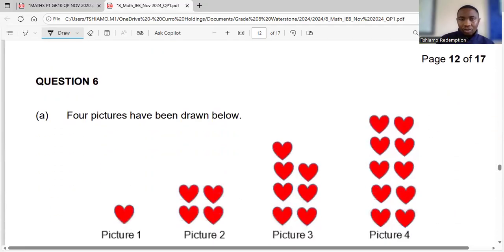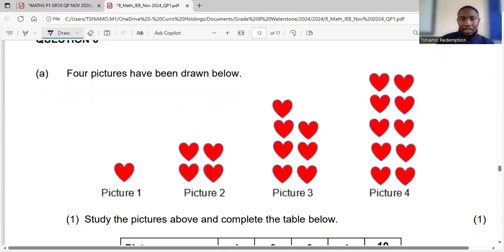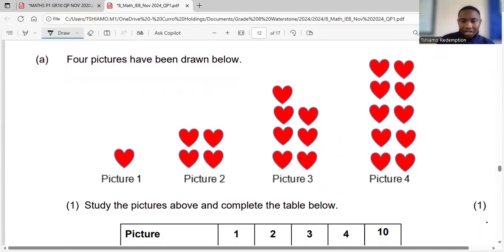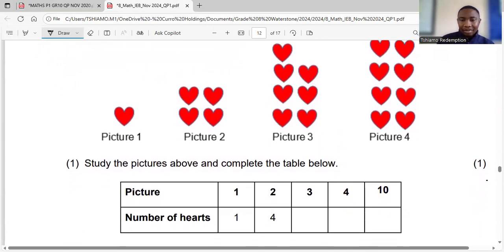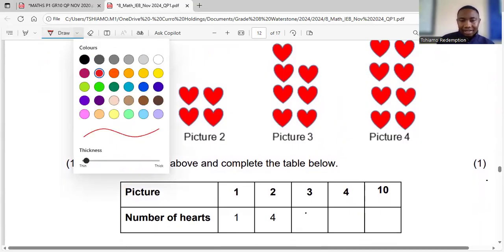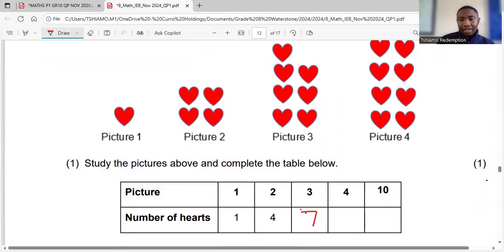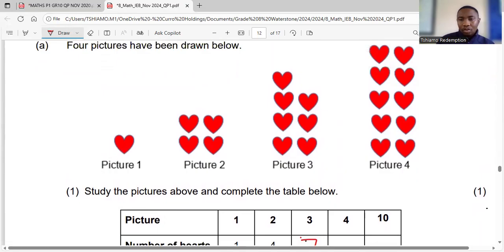Okay, moving along to this part. 4 pictures have been drawn below. Picture 1 has 1 heart. Picture 2, 4 hearts. Picture 3, 2, 4, 6, 7. So here there's 7. Let me use red. And then this picture, how many does it have? 2, 4, 6, 8, 10. So here there are 10.